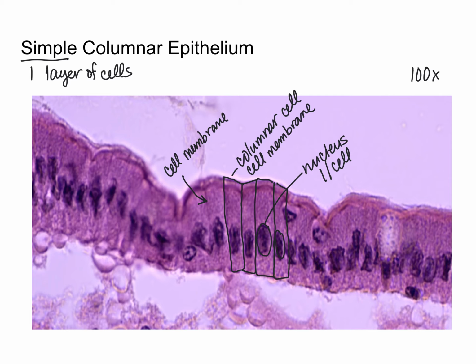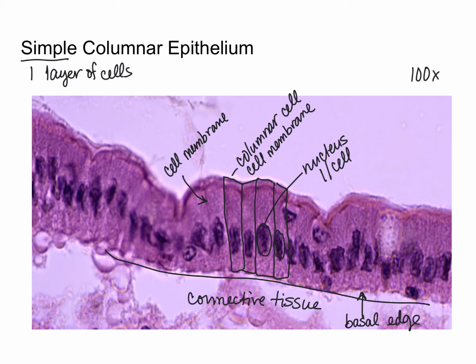Now, this area under here, remember, this is our basement membrane. So this is going to be our connective tissue that is on the basal edge. So this edge right here would be the basal edge of the epithelial tissue, which would make this area the lumen, or the space. And so this edge would be the apical surface, which is our free edge.